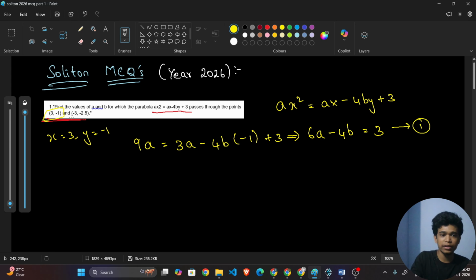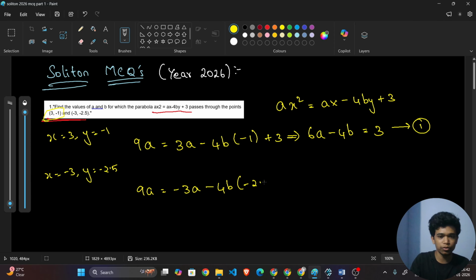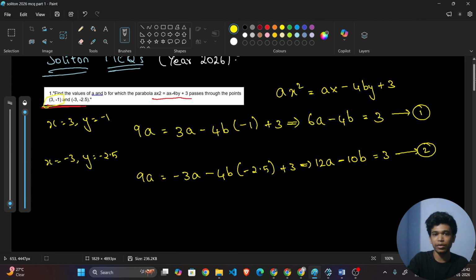Fine. Now next, just apply x = −3 and y = −2.5. If I apply this, then it will be 9a = −3a, and then here comes −4b into −2.5, plus 3. So this −3a goes to that side and it becomes 12a, and here also it will be moving to that side and it becomes −10b, which is equal to 3. This is going to be your equation number 2.